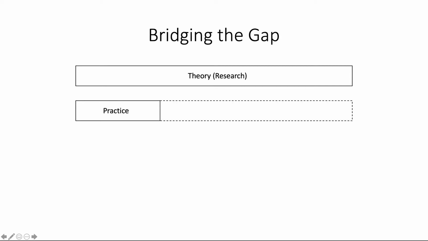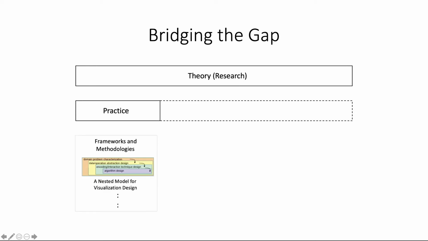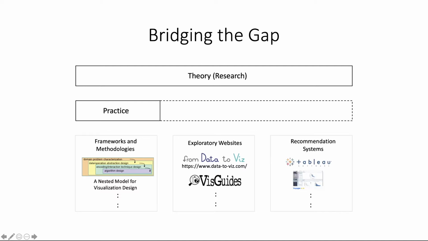Over the last few years, there has been a significant effort from the visualization community to bridge this gap. Researchers have created theoretical resources like design frameworks and process models to allow designers to think more systematically about their design choices. On the more practical front, there are exploratory websites that provide prescriptive guidance to the designers on how to use and choose a visualization. And last but not the least are tools like Tableau and Voyager that are taking this guidance and converting it into practical recommendation systems.